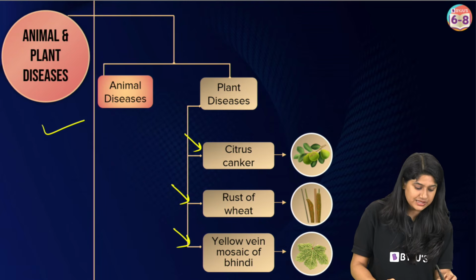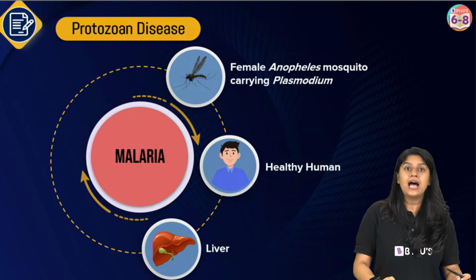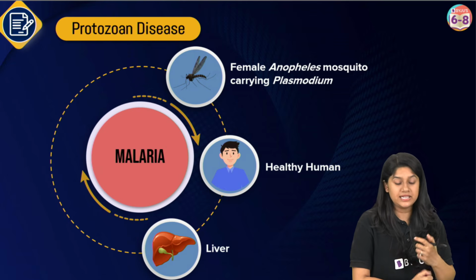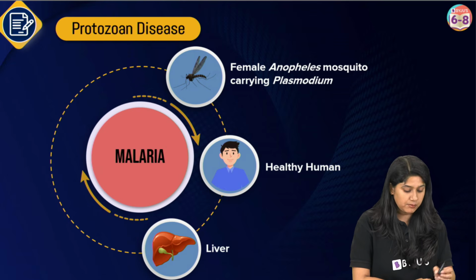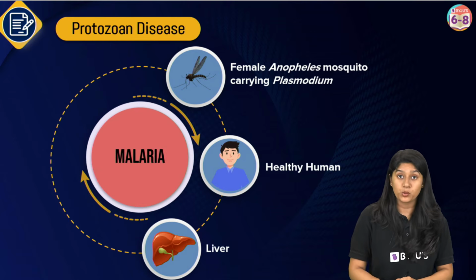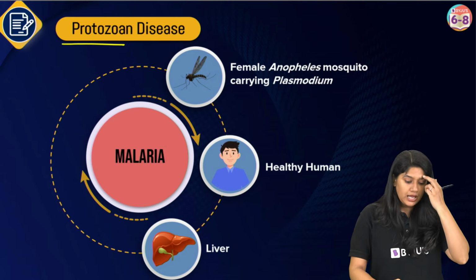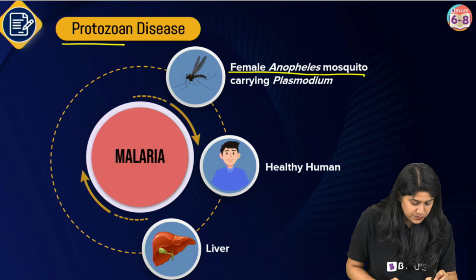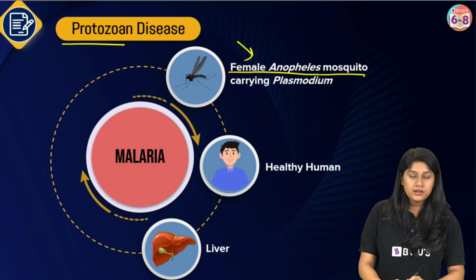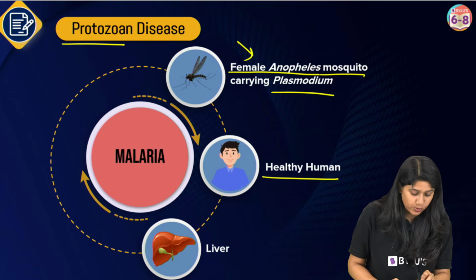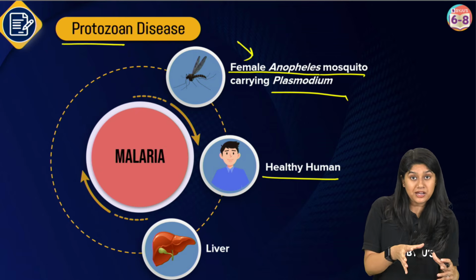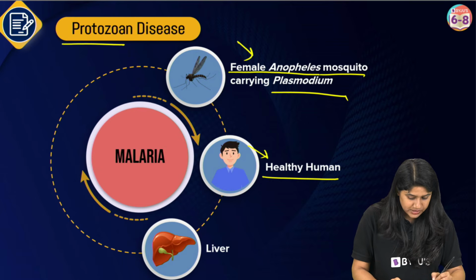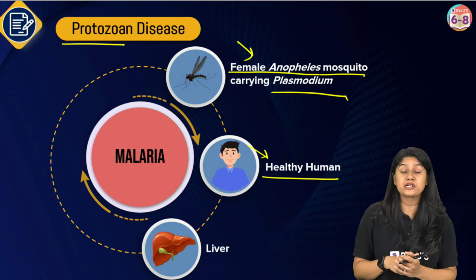Now we are clear with the animal disease and the plant disease, and now we'll take a look at the plasmodium and how it causes malaria. We know that malaria is caused by the plasmodium, which is a protozoan, and the vector here is the female Anopheles mosquito. When this mosquito bites a healthy individual, if it's carrying the plasmodium, it releases the plasmodium into the body of the healthy individual. They go first into the liver cells, and from there they move to the red blood cells.